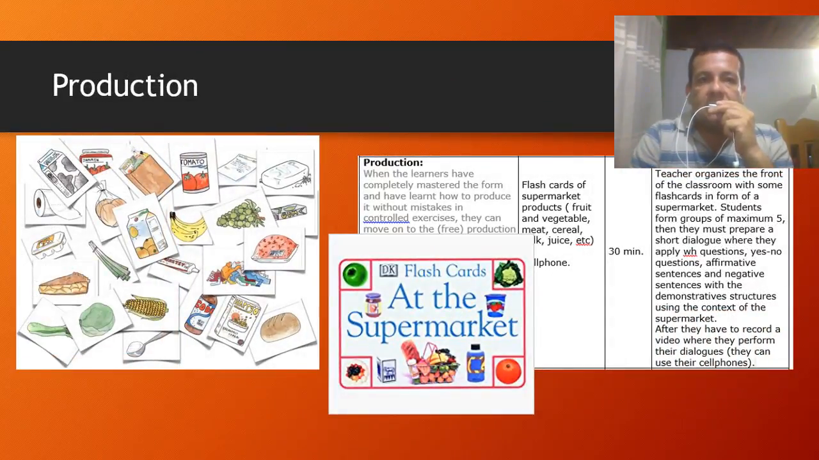Another step is production. Teacher organizes the front part in the classroom with flashcards in a supermarket organization. Students organize groups of maximum 5. Then they must prepare a dialogue where they will apply all the structures worked in class. After, they record a video where they perform their dialogues and present them to the class.